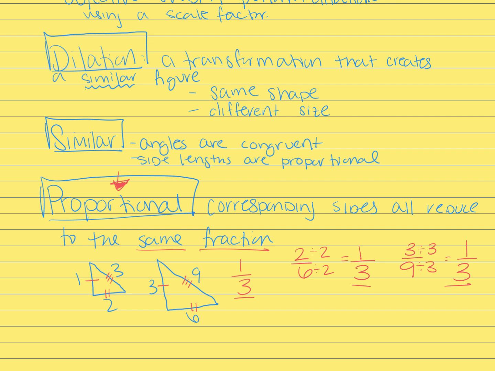So these triangles are similar because the angles are the same. So here we have a 90. I don't know, say this is a 30 and this is a 60. So the angles are exactly the same, but the side lengths, even though they're different, they reduce down to the same fraction, so they are proportional.